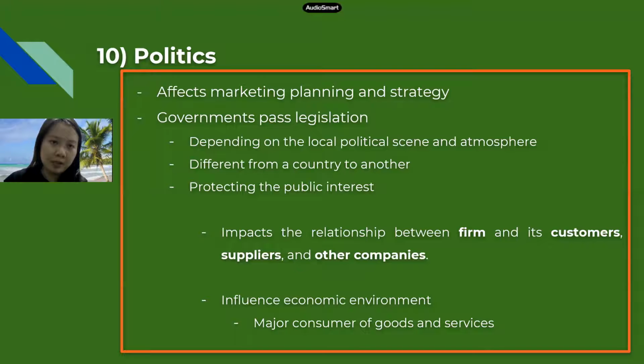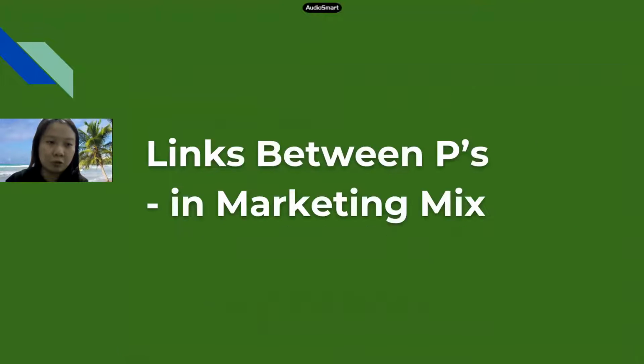The last P will be politics. Of course, politics will affect your marketing plan and strategy, because it depends on government legislation. Once the government changes, you need to change too. And of course, different places and different countries have different legislation and policy. And this is all to protect the private interest. This will affect the company, customers, suppliers, competitors and other stakeholders too, and will influence the economy, environment, and major customers of goods and services too.